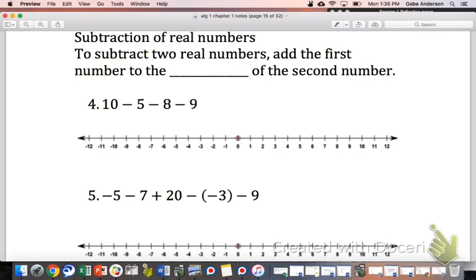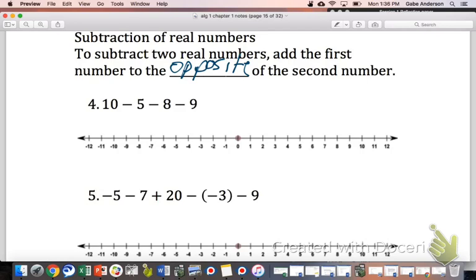But if you have a better way that works for you, I'm fine with that. Just make sure that it's correct and we'll be all right. So, subtracting real numbers: to subtract 2 real numbers, you add the first number to the opposite of the second number. In other words, we would essentially turn a subtraction problem into an addition problem, like what we practiced last time and what we just practiced at the board.